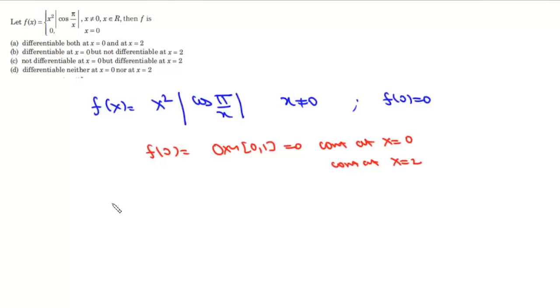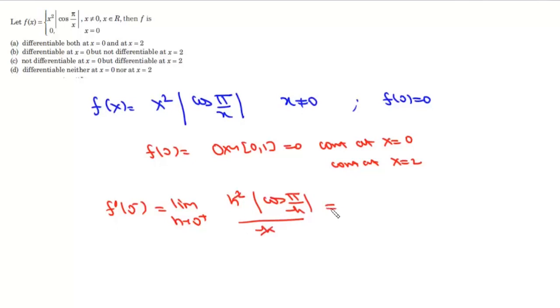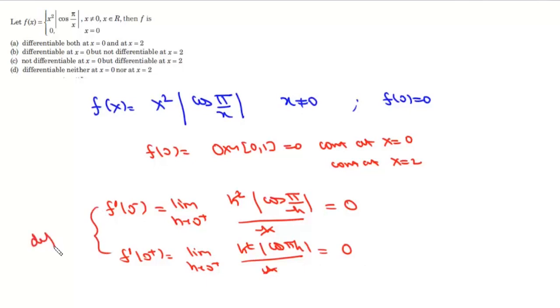Now we'll check differentiability at 0. Now f dash 0 negative will be this limit h tends to 0 positive. Now f of 0 minus h will be this h square and then mod cos pi by minus h, upon minus h. Now I'll cancel. Now this again is 0 into cos infinite, which is 0. And in the same way, f dash 0 positive will be this limit h tends to 0 positive, and this is h square mod cos pi by h, upon h. Now this h and h will cancel. This again is 0 into cos infinite, which is 0. So this function is differentiable at x equals 0.